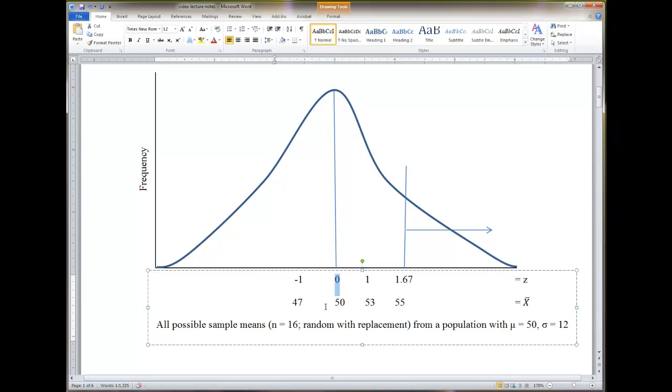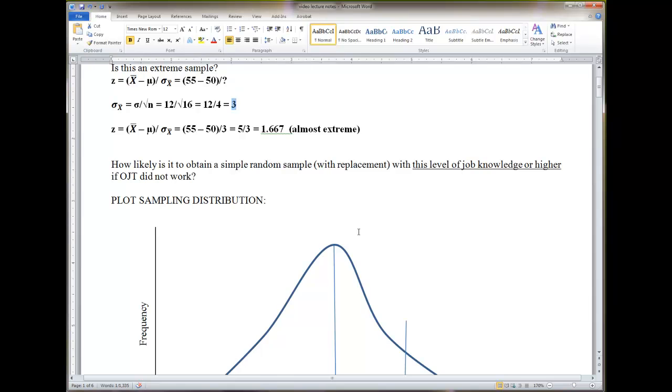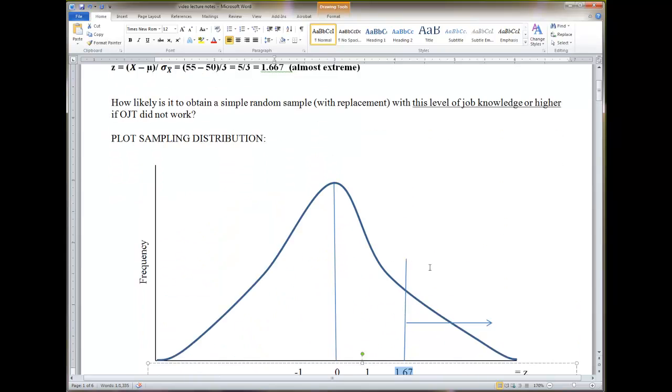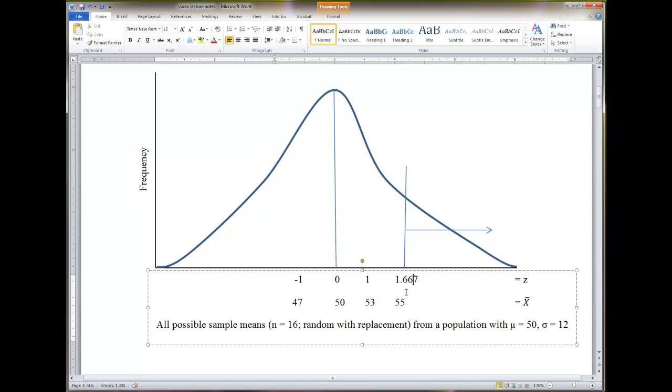And then if we plot out our z negative 1 and z positive 1, we just take this mean and subtract 1 standard error. So in other words, subtract 3 points. That gives us 47. And to find the z of positive 1, we just add 3 points, add 1 standard error. That gives us 53. And then the score that we were interested in finding was for an x value of 55. We found that z-score to be 1.67, really 1.667. And so we can plot that here.